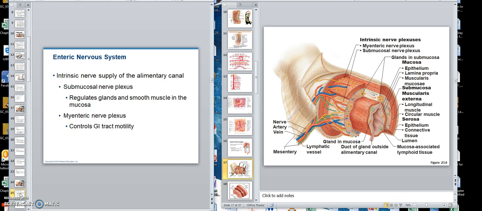So now we're to the nervous system. I'm going to start another one. Enteric nerve.